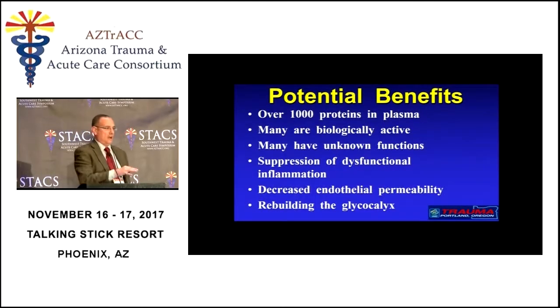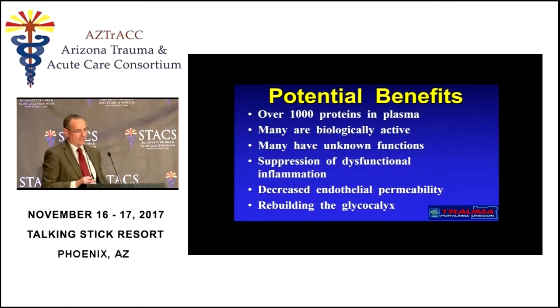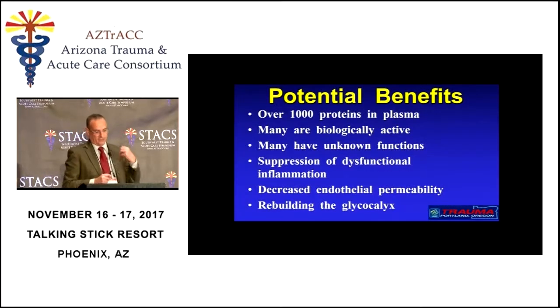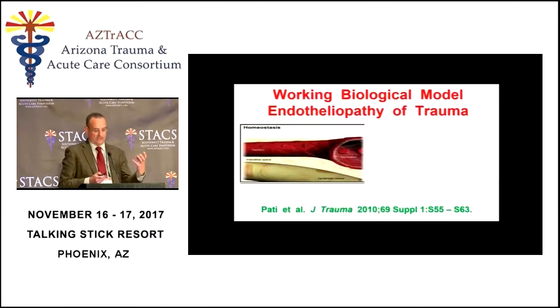When you talk about plasma, you think about the hemostatic capacity and the ability to correct coagulopathy. But it turns out there are over 1,000 proteins in plasma, some of which we know what they do and some we do not. They are biologically active and have a lot of function. They suppress dysfunctional inflammation, they decrease endothelial permeability, and they rebuild the glycocalyx. So plasma is a drug that has a lot of effects.